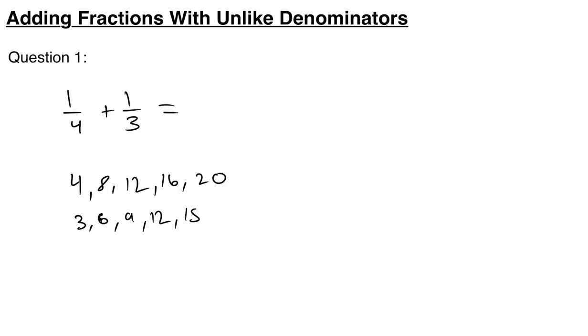And so now we have to rearrange each of these fractions to make them out of 12. So 1 over 4, to get to 12, we have to multiply the denominator by 3, which means we have to multiply the numerator by 3, because what we do to the bottom, we have to do to the top, and that'll give us 3 over 12, and then 1 over 3. To get to 12, we have to multiply the denominator by 4, and we have to multiply the numerator by 4, because what we do to the bottom, we have to do to the top, and that'll give us 4 over 12.